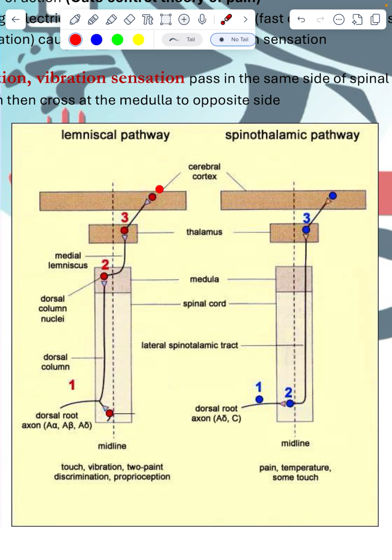The difference between the two is that here the level of decussation is at the level of the medulla. That's why same-side touch, vibration, and two-point discrimination are lost. While here the decussation is at the level of the spinal cord only. That's why pain and temperature of the opposite side are lost.